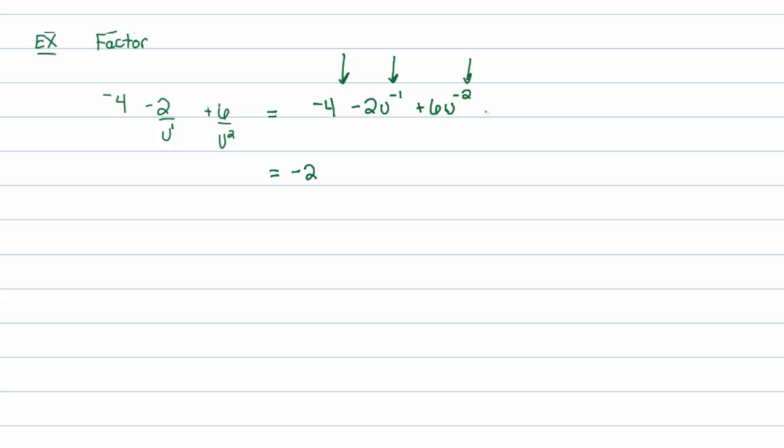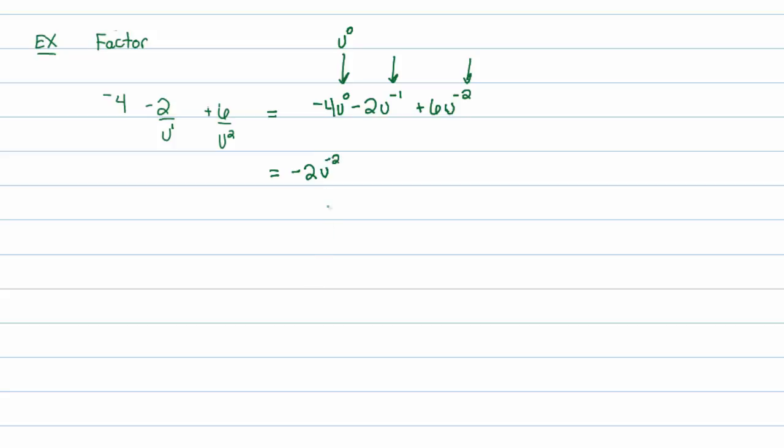And then you look through the variables and you ask yourself, what do they have in common? Well, this one doesn't really have a u, but you could say it does have a u to the 0th, doesn't it? Now they all have u's. So sometimes you can sneak in a variable. They all have u's and the lowest powered occurrence is negative 2.